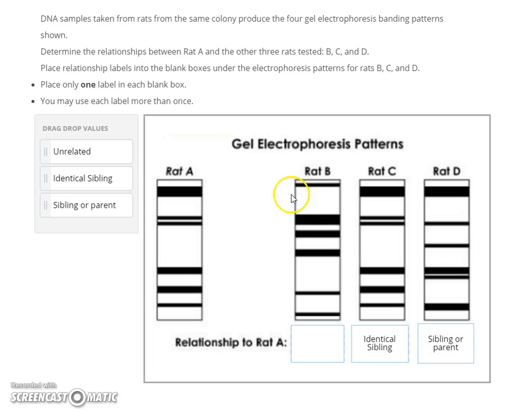And rat B seems to not really match at all, even where we have lines that seem to match. This is a pair of bands, this is just one. These guys are not here. These don't line up the same. This seems to be an unrelated rat. So there's our three answers for that one.